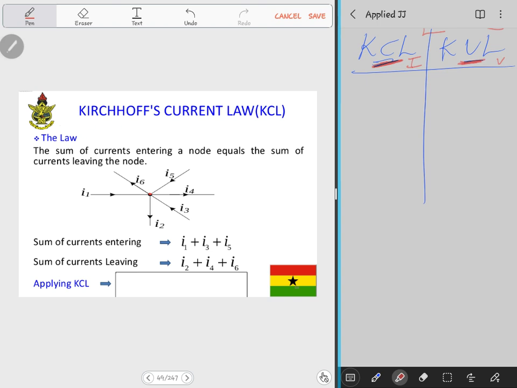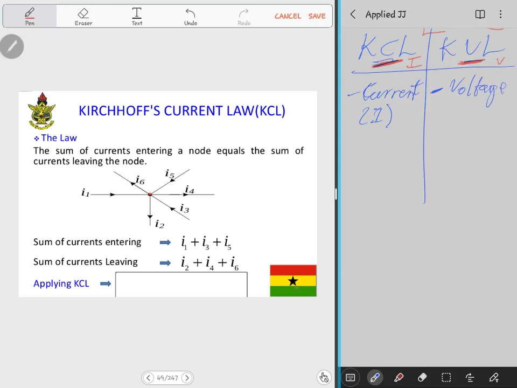In the KCL, every movement that we talk about is in terms of nodes. Our interest is how current moves in nodes. Let me write this again. Everything that we do in KCL is about the current moving. That's for current, I. And for KVL, everything that we do is more about the voltage, how the voltage moves, and the concentration is on the voltage.